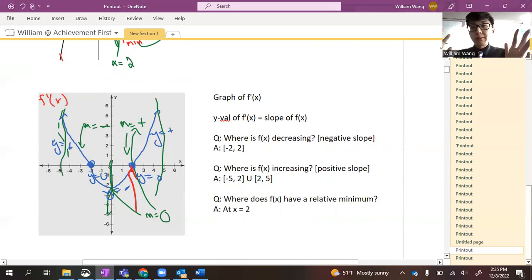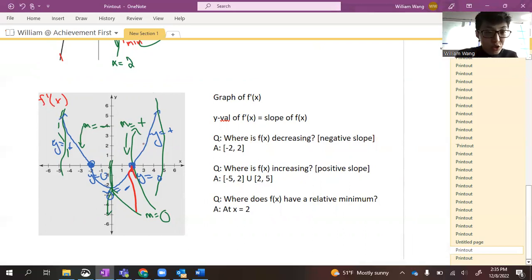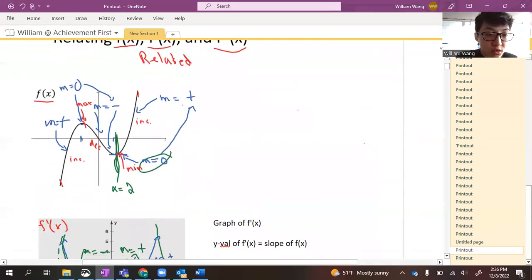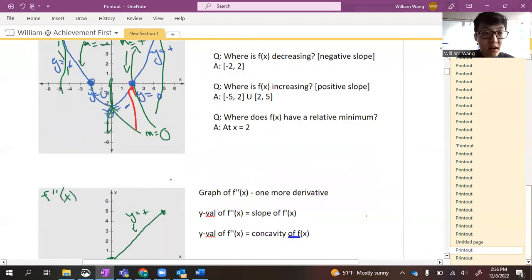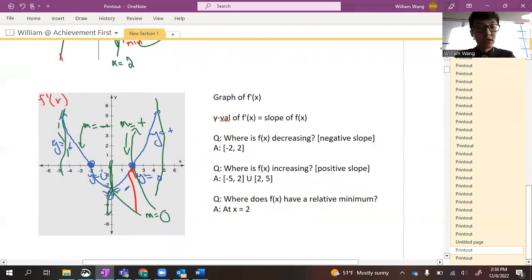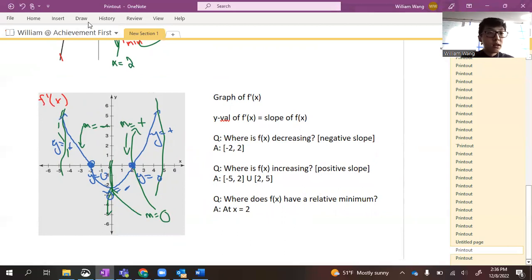And remember, don't get it twisted, as in you look at this and think, that's not a minimum. Remember, f prime of x is giving me information on the slope of f of x, so I can tell info about f of x. And at 2 for f of x, I have a minimum, right? And I can tell that without even looking at my graph, just looking at my derivative graph. All right.